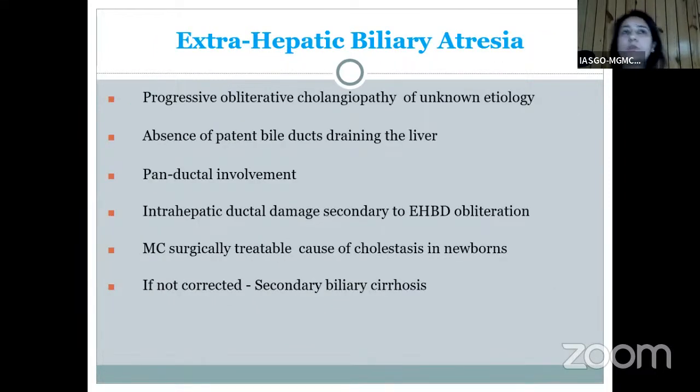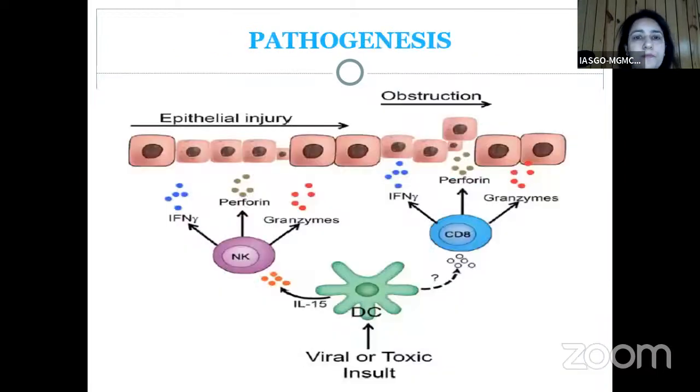Now coming to the most common surgically treatable cause of jaundice in the newborns, biliary atresia, which is actually the absence of the bile ducts draining the liver, and it is a pan-ductal involvement. If it is not treated at the earliest, it leads to secondary biliary cirrhosis.